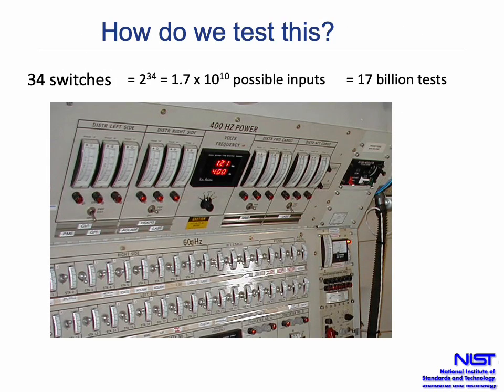In fact, with 34 switches, of course we have 2 to the 34th, or roughly 17 billion possible settings of these. So we certainly don't want to do 17 billion tests. That's really not practical at all, but we could look at doing combinatorial coverage testing of these and take them a few at a time and do still very thorough testing.